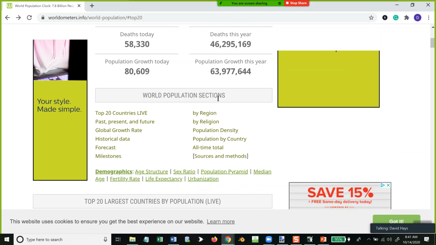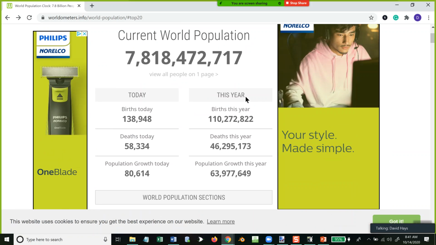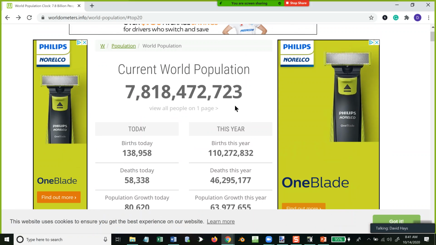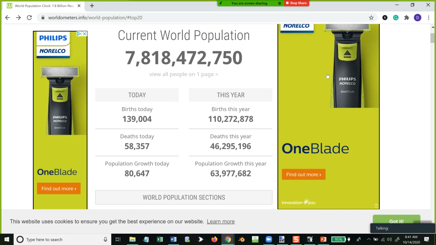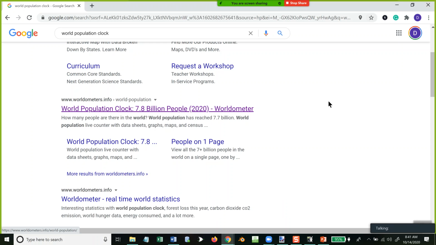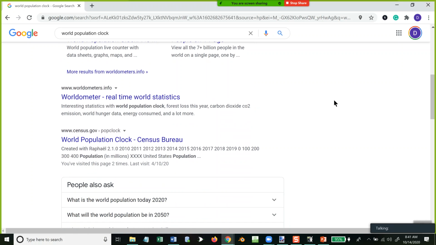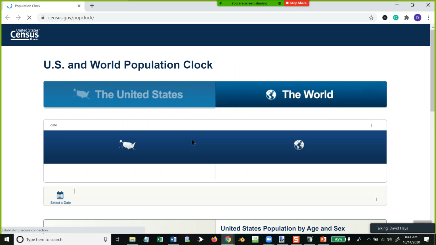Eventually that'd be the only thing that will probably stop it. Wars don't normally get rid of that many people. Genocides do, but wars by themselves will not get rid of that many. Anyway, exponential growth. I think this one's a good one. So I'm trying to find one for the United States changing.